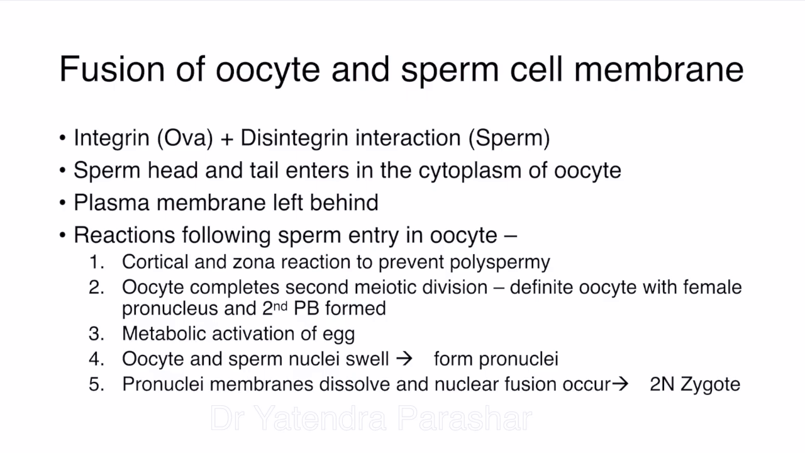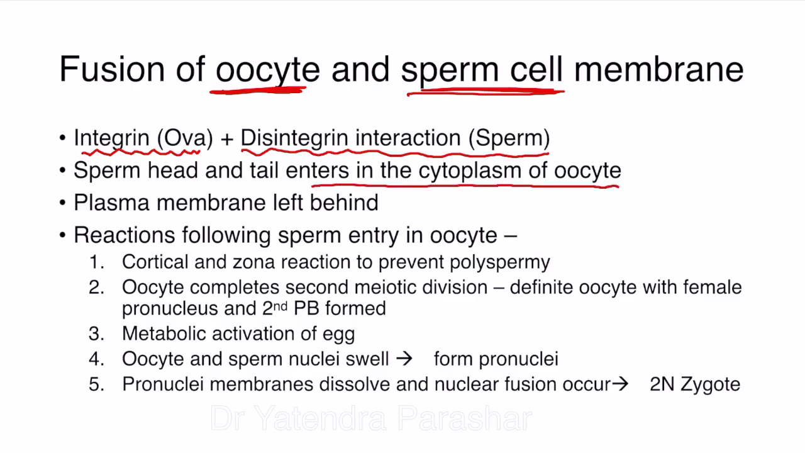After this, the third step is the fusion of oocyte with the sperm cell membrane. Fusion of oocyte occurs with the attachment of the integrin of ova with the disintegrin of the sperm. Sperm head and tail enter the cytoplasm of the oocyte, and the plasma membrane is left behind. Reactions following the sperm entry in the oocyte include the cortical and zona reaction to prevent polyspermy, that is the release of cortical granules, and zona reaction which prevent the polyspermy.